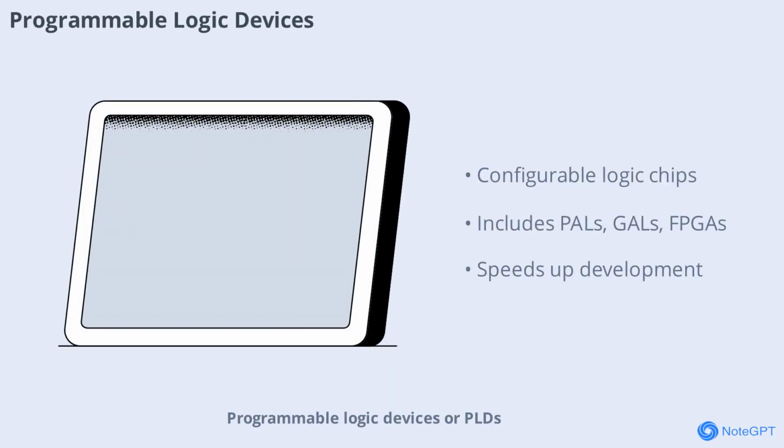Programmable logic devices, or PLDs, are chips that can be configured to perform different logic functions. Examples include PALs, GALs, and FPGAs. These devices allow engineers to design custom circuits without building them from scratch, speeding up development and enabling rapid prototyping.